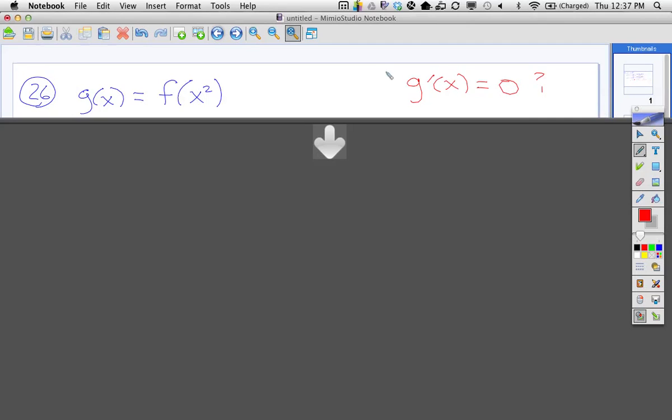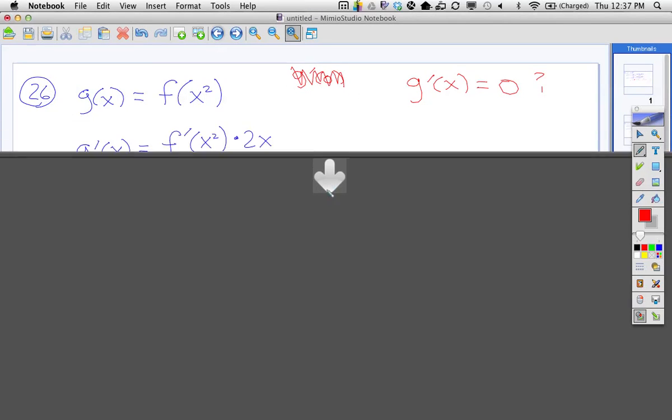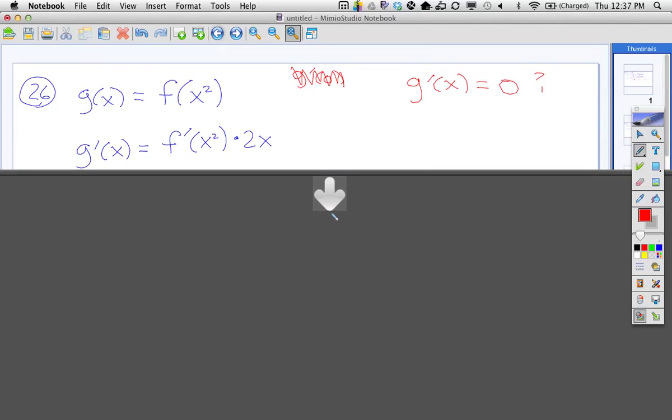Now that's a different question than what we just did. That would be g prime of 0, where we would put a 0 in for x. That's not what this one's asking. This is saying, first of all, do g prime, and then set it equal to 0. That's different than plugging in a 0. So here's our derivative. Derivative of the outside, which is f prime. We leave the x squared alone. We multiply by the derivative of the inside, the derivative of 2x.